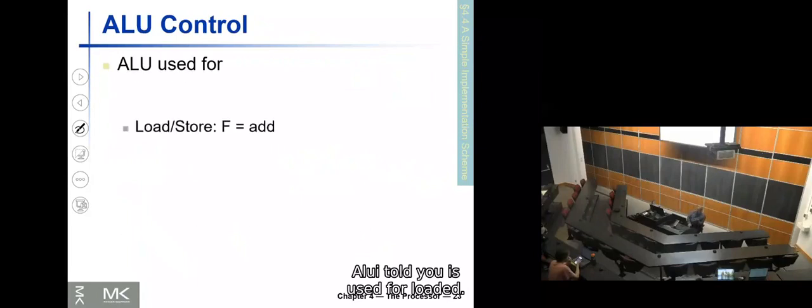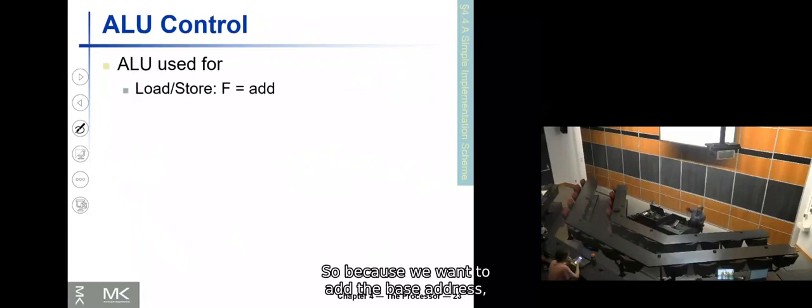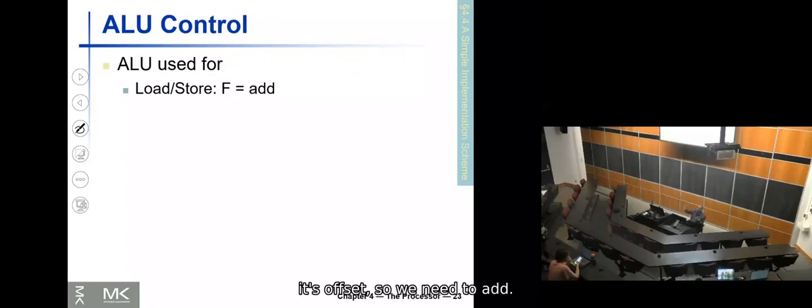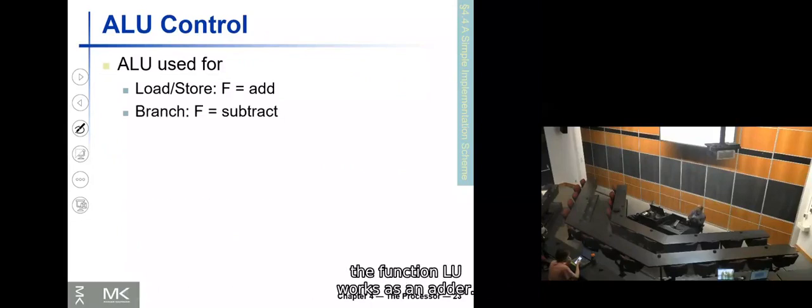ALU, I told you, is used for load and store because we want to add the base address with the offset, so ALU is used for that, with the function add. ALU works as an adder for this instruction. We have branch. Again, with branch, we use ALU to compare two operands. So again, we use ALU, but here the operation would be subtract.